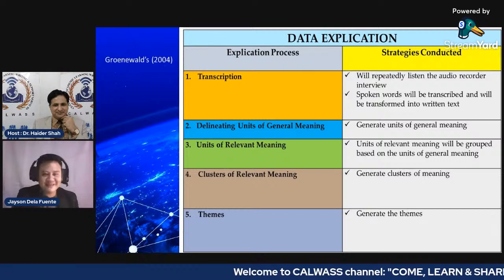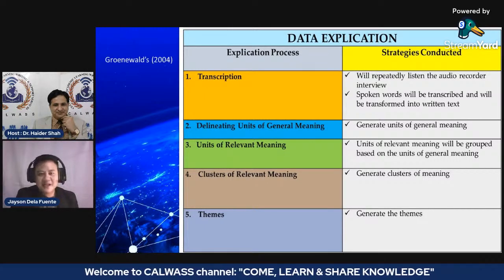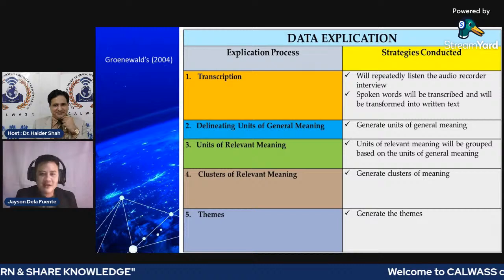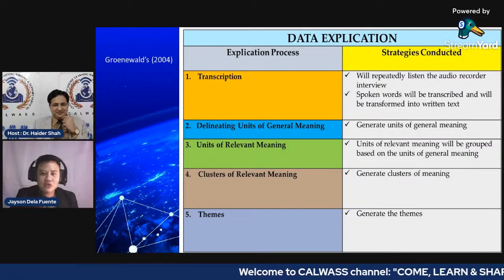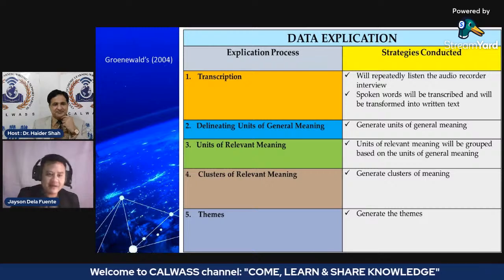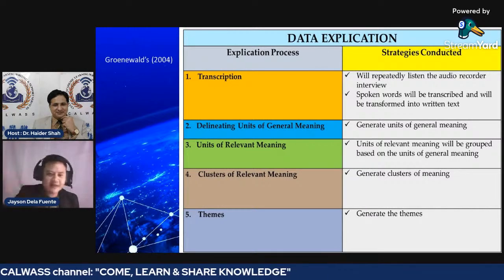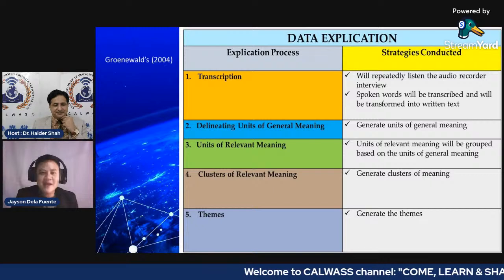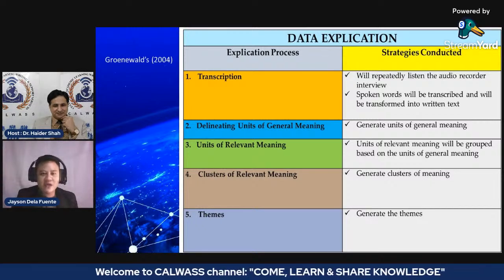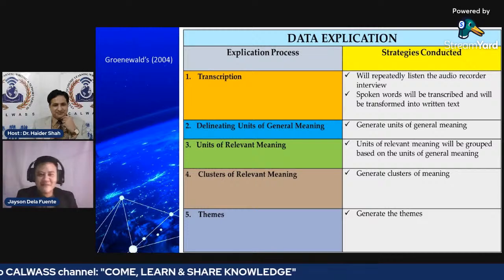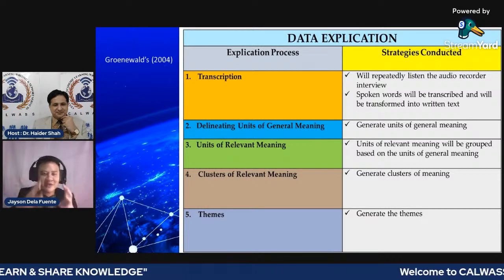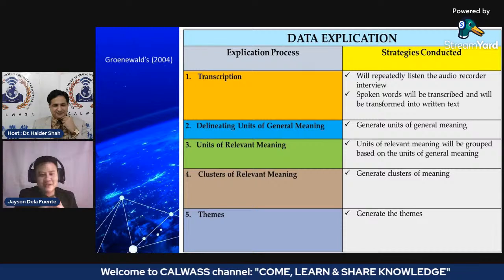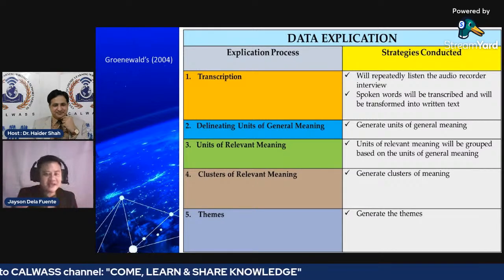Okay. So after generating units of general meaning, out of that, you are going to have units of relevant meaning. From the responses, you are going to select those responses that are relevant and discard, delete, omit those responses which are not related to what you are trying to explore. Okay? Next, out of that relevant meaning, we are going to cluster those. You can cluster the responses which can be grouped according to their purpose, according to their nature. So you are going to cluster those units of relevant meaning.